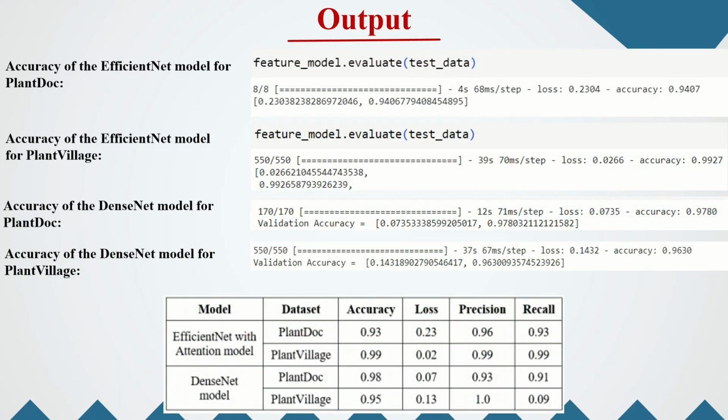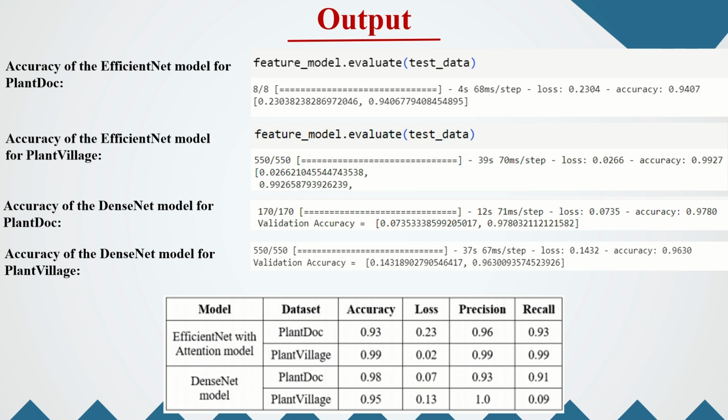In the EfficientNet model, for the PlantDoc dataset, the model achieved an impressive accuracy of 93% with a corresponding loss of 0.23%. The precision and recall scores were also commendable, standing at 96% and 93% respectively. On the PlantVillage dataset, the model demonstrated even higher accuracy, reaching 99% with a minimal loss of 0.02%. The precision and recall scores mirrored this excellence, both registering at 99%.